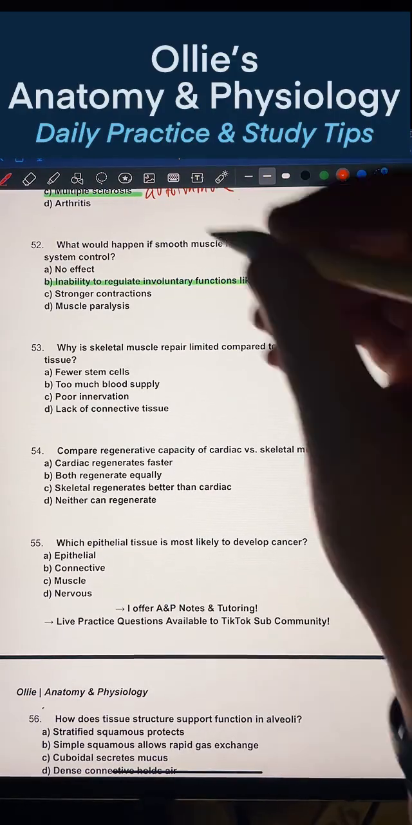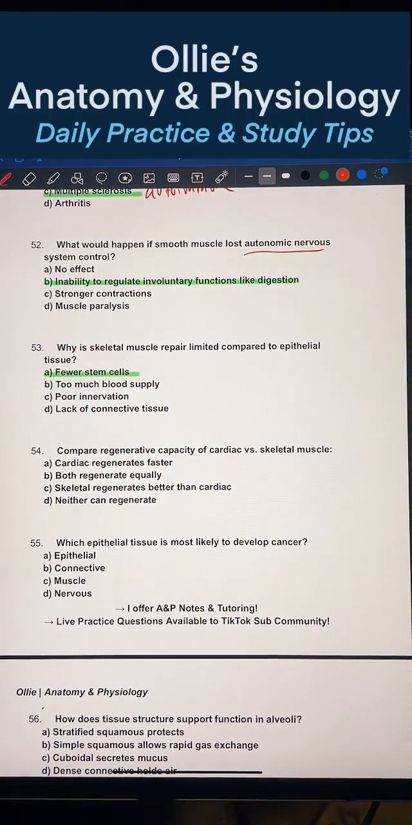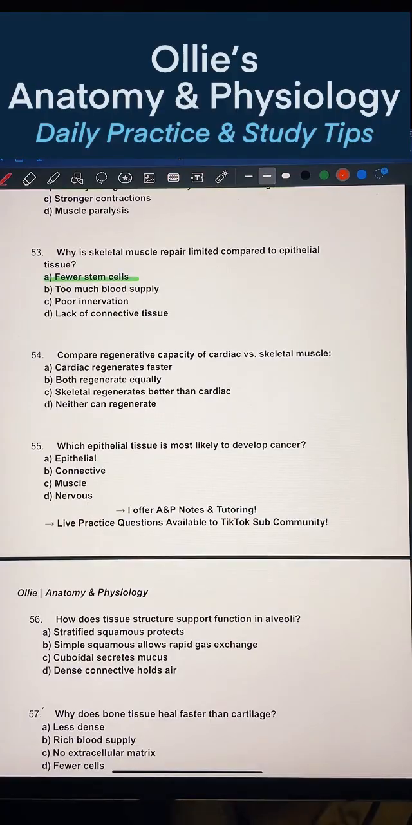The answer here is because there are fewer stem cells in skeletal muscle. There are satellite cells, but they're fewer, which is going to limit the regeneration there as well. Number 54. Compare regenerative capacity of cardiac versus skeletal muscle. Which one is this going to be? A, B, C, or D?